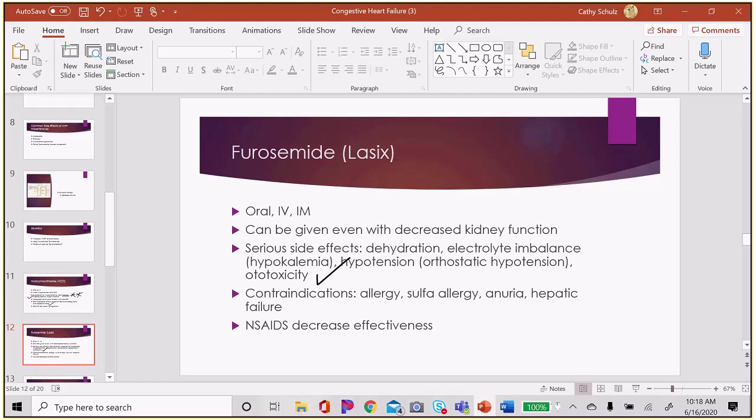Contraindications, of course, if you're allergic. There's a cross allergy with sulfa. So there are some antibiotics that are made with sulfa, and people who are allergic to sulfa will have issues potentially with Lasix as well. If your kidneys have completely shut down, furosemide won't work. If the person has liver disease, furosemide could become toxic because we need the liver to get rid of it. And NSAIDs decrease effectiveness, like ibuprofen. Can anyone guess why that is?